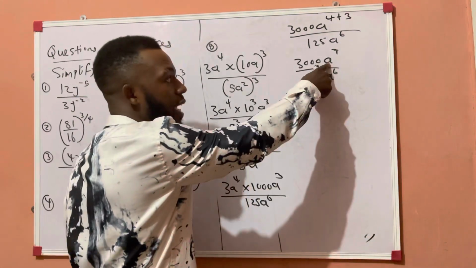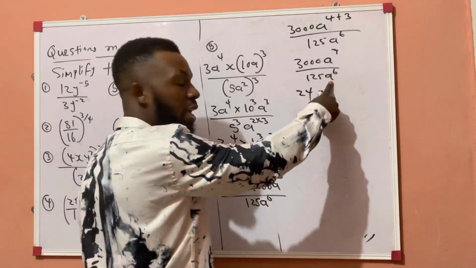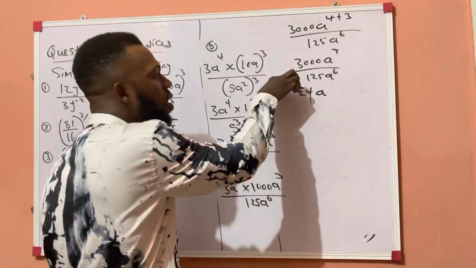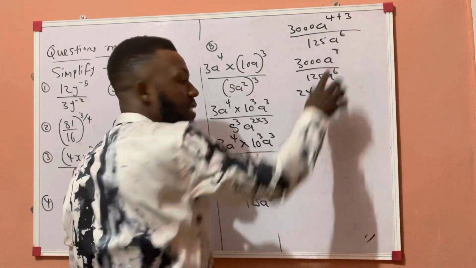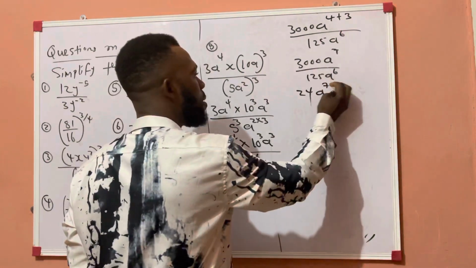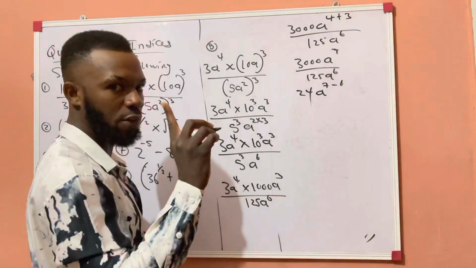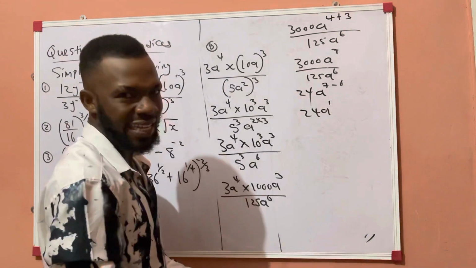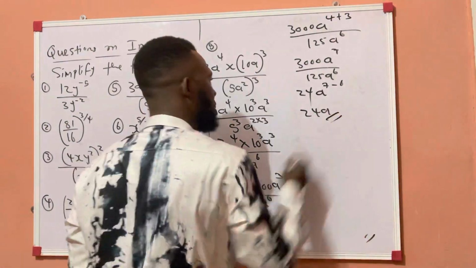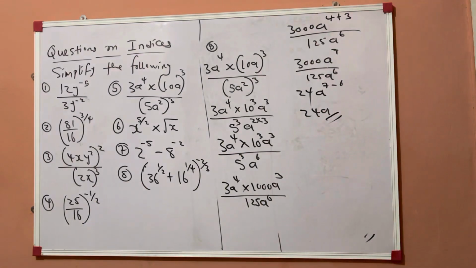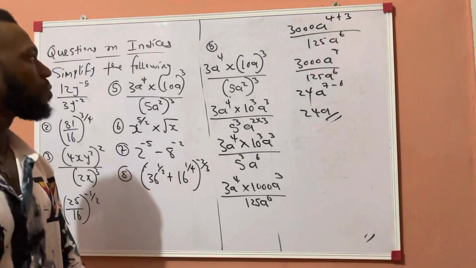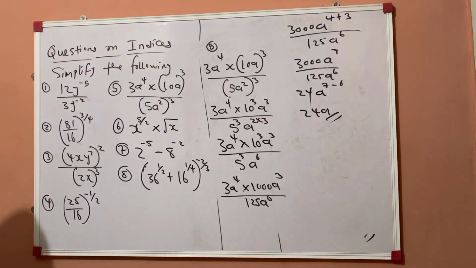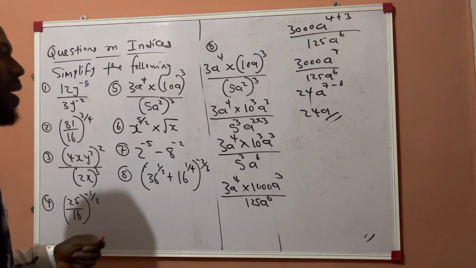Now, I have base a at the numerator. I have base a at the denominator. What do we do? Pick one of the base. Now, because I am dividing now, what will I do to the powers? I will minus. So here becomes what? 7 minus 6. And 7 minus 6 will give us what? 1. So here becomes 24a^1. And I said there is no need for 1. So remove your 1. I'll answer the question. 24a. That becomes the answer to that question, question number 5. Okay, now without wasting time, let us go to question number 6.